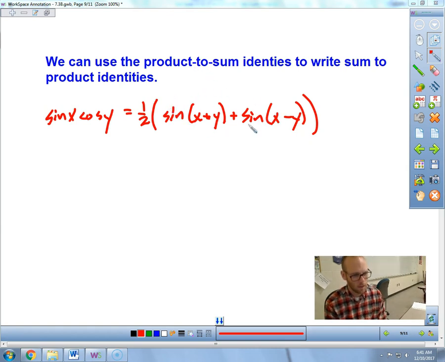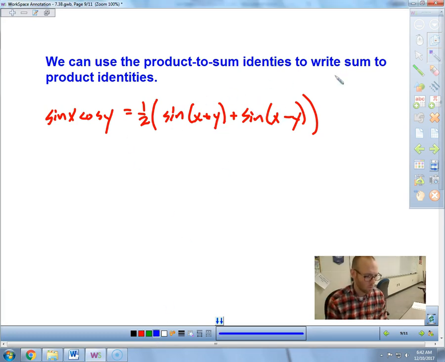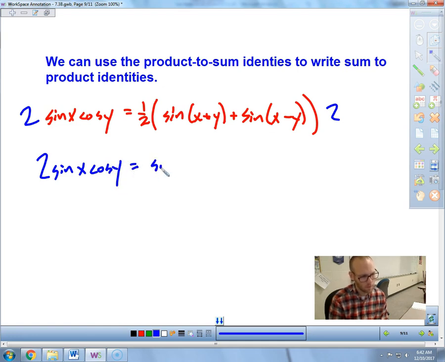Notice here I have a sum of two sine functions. So I'm going to use this to figure out what that's equal to, the sum of two sines. I'm going to multiply each side by 2. Let's stick in the blue here. 2 sine of x cosine of y equals the sine of x plus y plus the sine of x minus y.